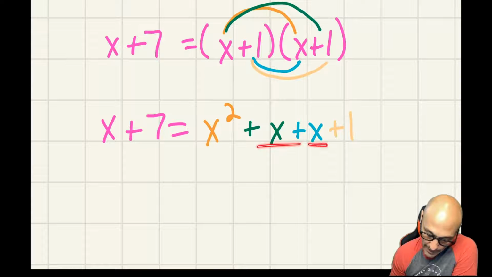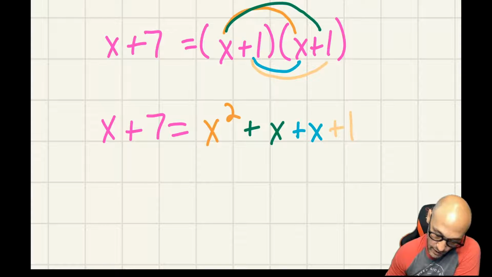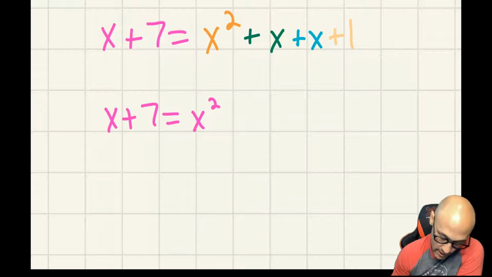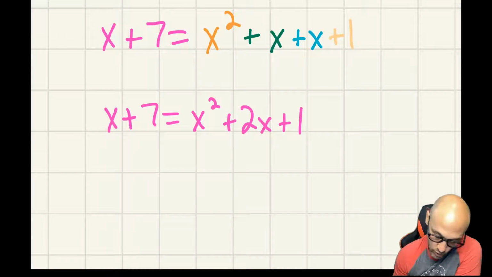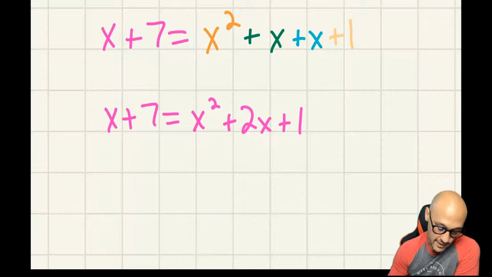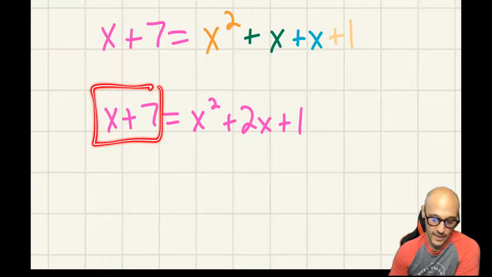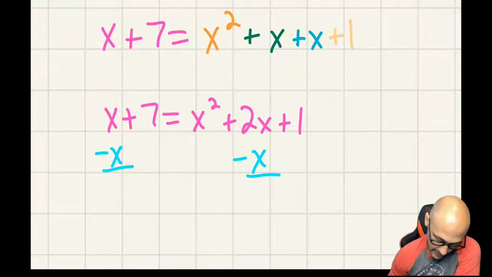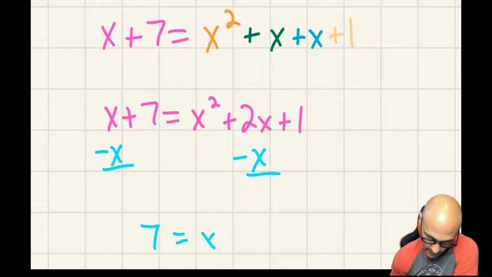Now I'm going to combine my terms there on the right-hand side, and I'll get x plus 7 is equal to x squared plus 2x plus 1. Now I have a quadratic because I have x to the power of 2, so I'm going to need to set one side, and I'm going to choose this left-hand side, equal to 0. So I'm going to have to get rid of everything on that side. The first thing I'm going to do is subtract x from both sides. So I'll get 7 is equal to x squared plus x plus 1.